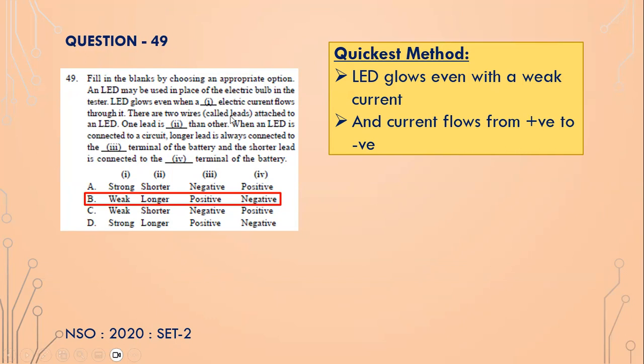There are two wires called leads attached to an LED. One lead is longer than the other, or shorter. So one lead is longer than the other. And when an LED is connected to a circuit, longer lead is always connected to the positive terminal of the battery, isn't it, because the current flows from positive to negative. So because the longer lead is the positive terminal, the longer lead is connected to the positive terminal of the battery and shorter lead is connected to the negative terminal of the battery.